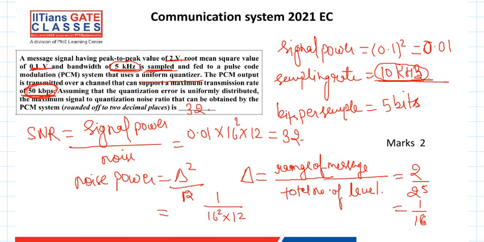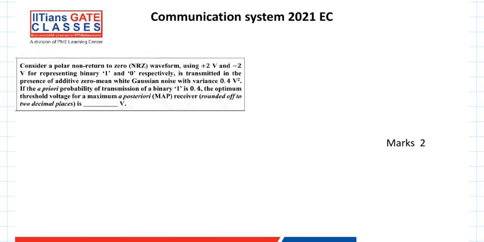Now let's go to the next slide. This is the last problem. This problem is based on the minimum probability of error, or you can say maximum a posteriori. This is one of the theories which is based on how to minimize the probability of error. So to find out the threshold, we use this method, MAP. Let's see how to find it.